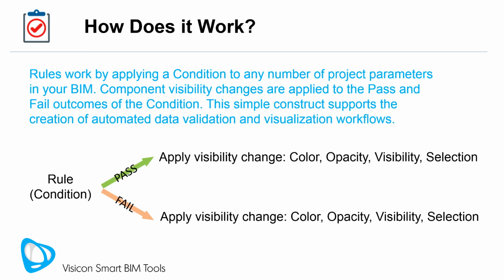So how do validation rules work? Rules work by applying a condition to any number of project parameters in your BIM. Component visibility changes are applied to the pass and fail outcomes of the condition. This simple construct supports the creation of automated data validation and visualization workflows.